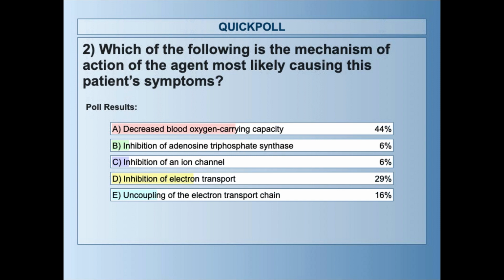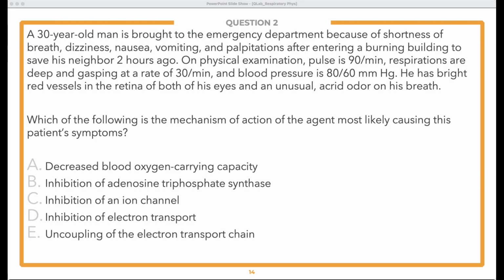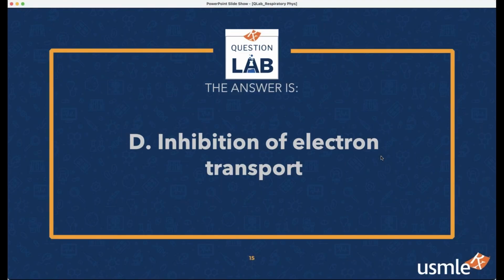We've got some of you thinking uncoupling of the electron transport chain, and a few of you thinking inhibition of an ion channel or inhibition of adenosine triphosphate synthase. So, interesting spread. Let's go ahead and hide the results and reveal the answer. And the answer to question 2 is answer choice D, inhibition of electron transport.